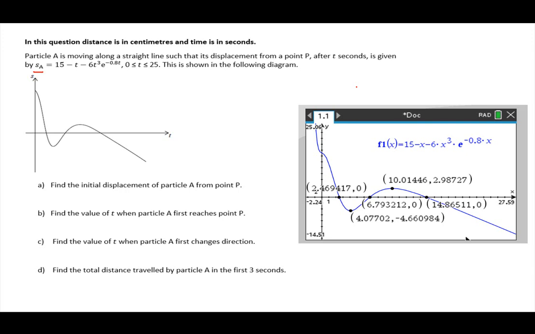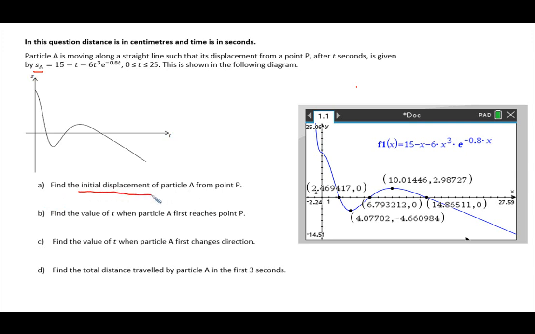So let's take a look at this example here. It says the particle A is moving along a straight line such that its displacement from a point P after t seconds is given by, right, and then we have the displacement function. And our domain is 0 to 25, inclusive, for t. All right, so let's take a look at question A. Find the initial displacement of particle A from P.